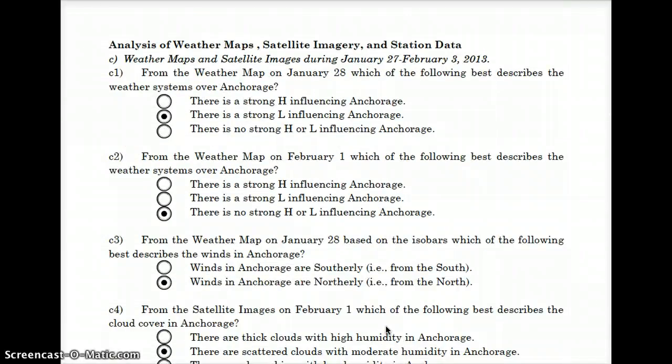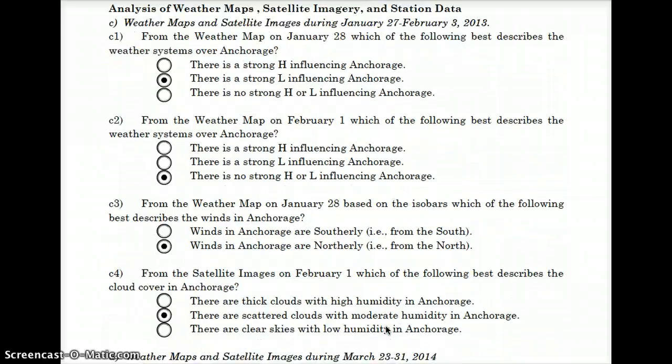For C1, there is a strong L influencing Anchorage. For C2, there is no strong H or L influencing Anchorage. For C3, winds in Anchorage are northerly, i.e. from the north. For C4, there are scattered clouds with moderate humidity in Anchorage.